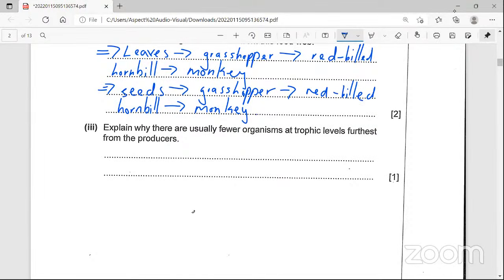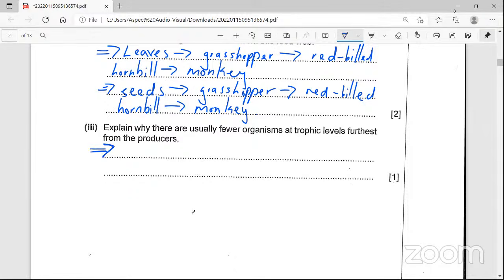Now, part 3: explain why there are usually fewer organisms at tropic levels furthest from producers. I would like someone to give me the answer for this one. A well-explained answer. Yes, Capire. Guys, can you keep it down? Yes, Capire. Yes. And then also some things must be. Yeah, you got the point. There's materials that are not digested by the organisms, so they're passed out and lost as energy. Are we together? Did you all get that?